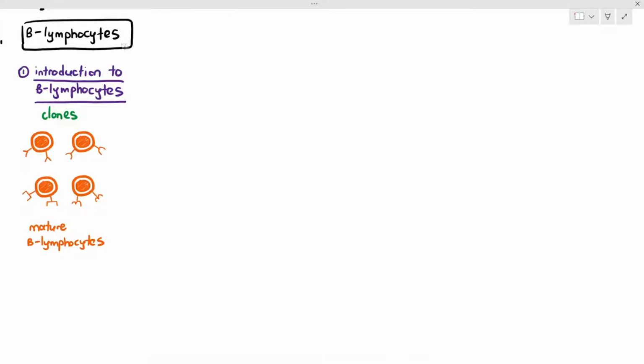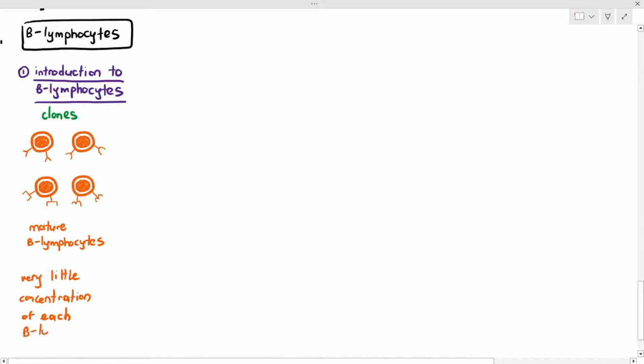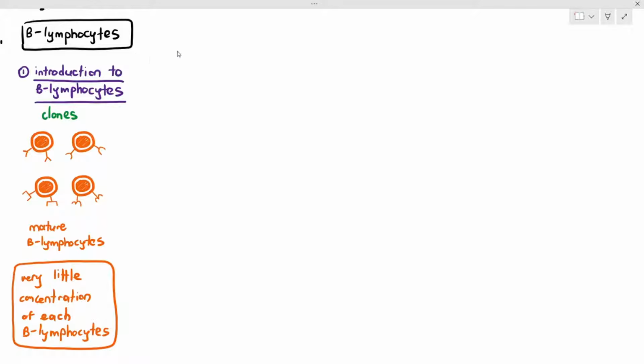So, what do these B lymphocytes do anyway? The thing that you have to understand is, in the beginning, when you're born, you have very little concentration of each B lymphocyte. And they are usually dispersed all around your body. Some are inside your blood, some are in your lymphatic system, some are in a place called the lymph nodes. You don't need to know that in detail. But the point of the matter is, you start off with very little B lymphocytes. That's basically it.